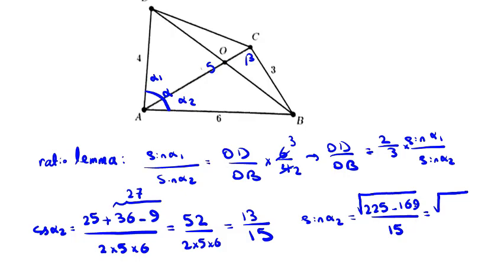If we consider it, what is it? 15 minus 9 is 6. 11 minus 6 is 5. So it will be root 56 over 15.